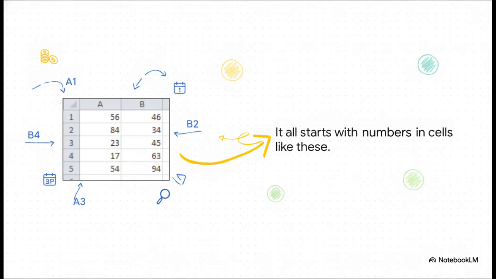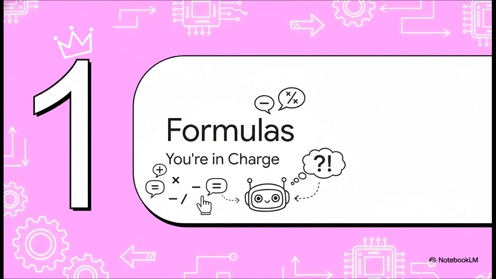Everything starts right here, your data, just sitting in these little boxes we call cells, and each one has its own address, like A1 or B2. Think of this as the raw material we're about to get to work with. Okay, first up, let's dive into formulas. The easiest way to think about these is that you are the boss. You're giving the spreadsheet very specific step-by-step instructions on what to calculate.